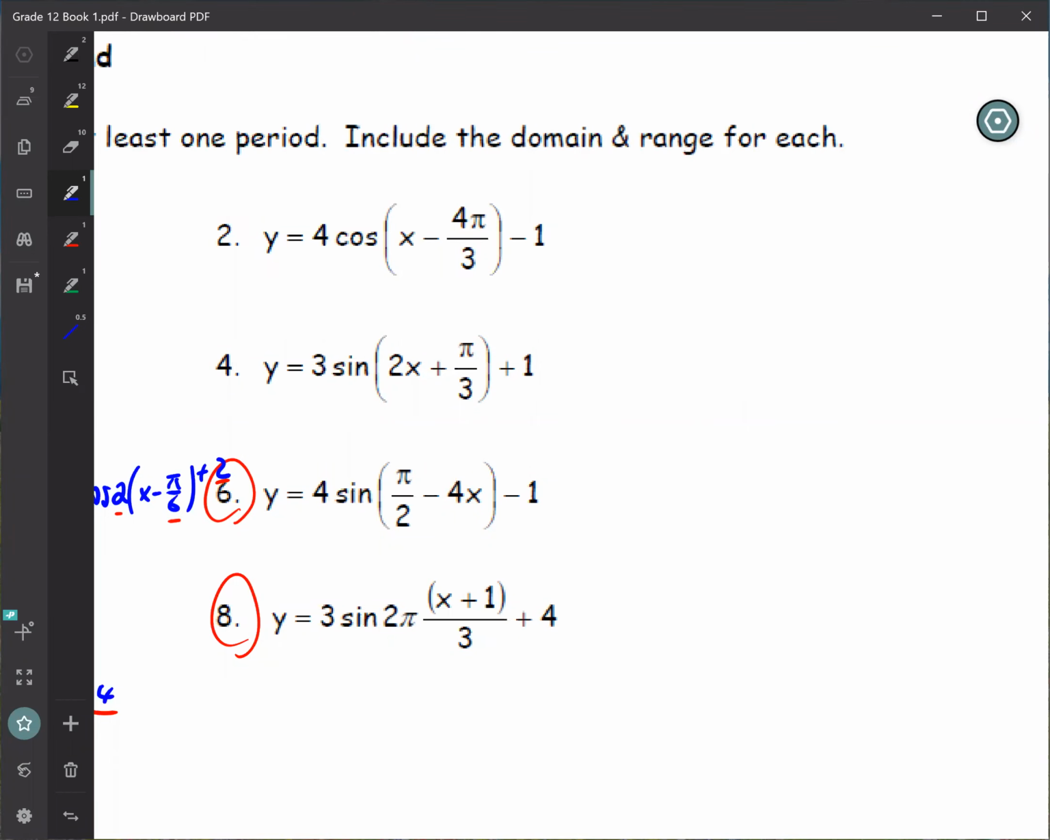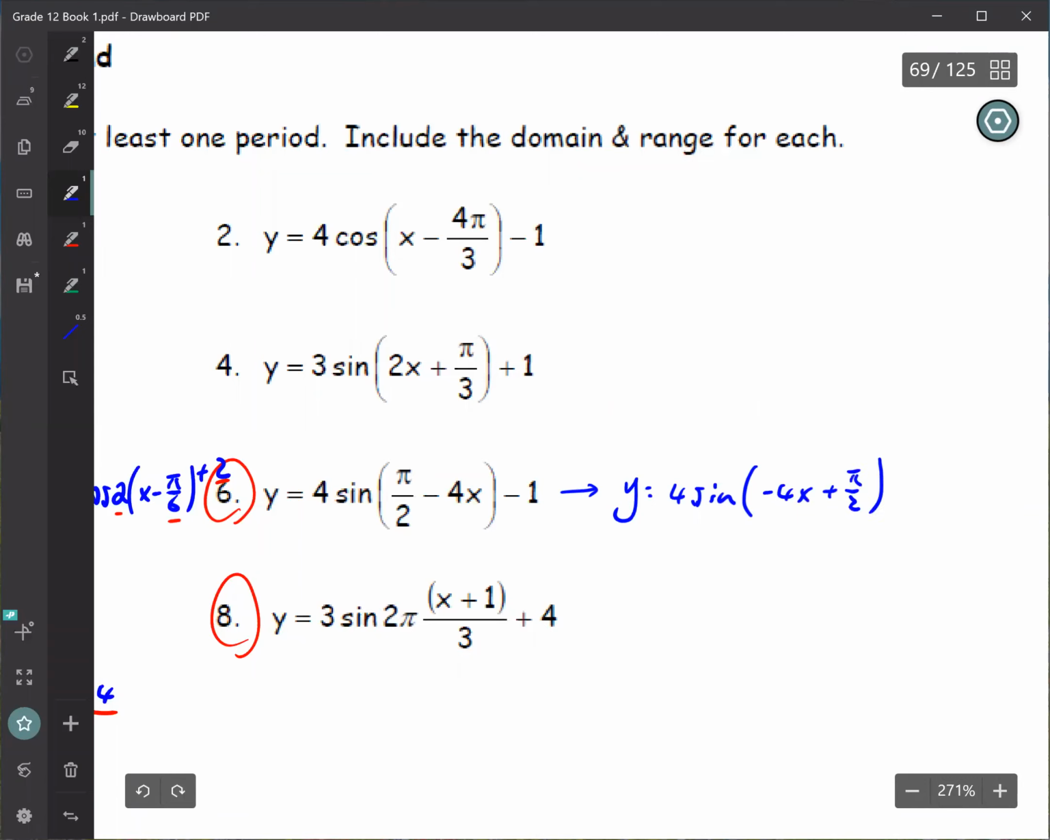William, how do you do this one? Flip it first, so then it's negative 4x plus pi over 2. Okay, let me write that down first. Negative 4x plus pi over 2. And then? And then take the negative 4 out. Yeah, so it'll be 4 sine negative 4, and then x minus, pi over 2 divided by 4 should be pi over 8. Yes, okay. And then minus 1 at the back.